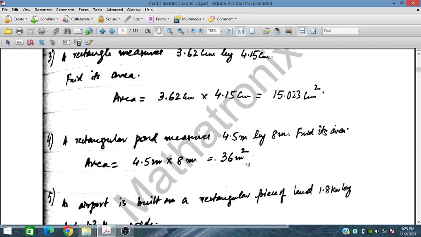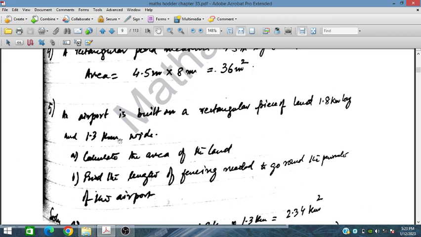Similarly, a rectangular pond measures 4.5 meters by 8 meters. Find its area. So we'll multiply this 4.5 meters with 8 meters. So it gives 36 meters square.